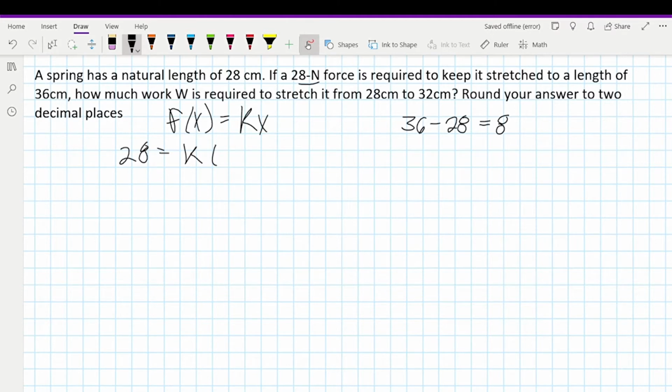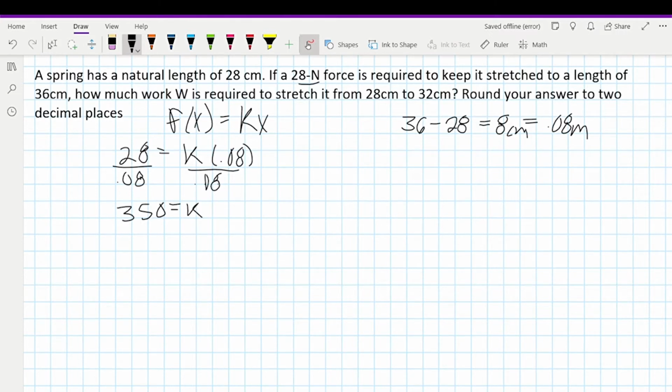But because force works in meters, we need to convert our 8 centimeters to meters, which becomes 0.08. We can put our 0.08 in here as our x and divide both sides by 0.08, and this will give us 350 is equal to our k.